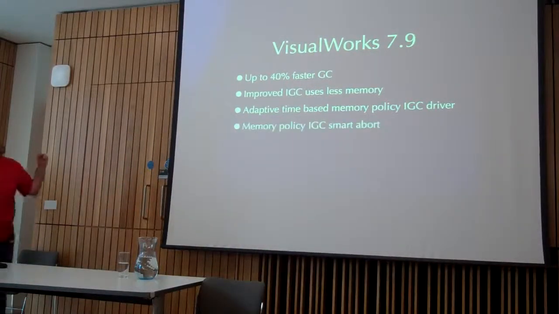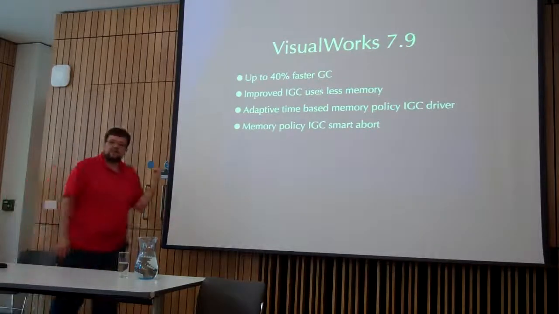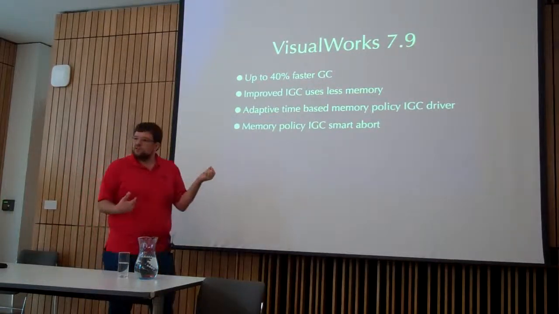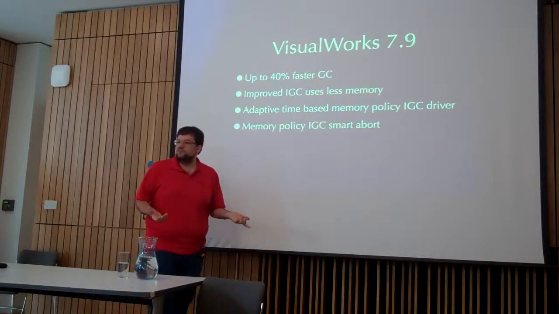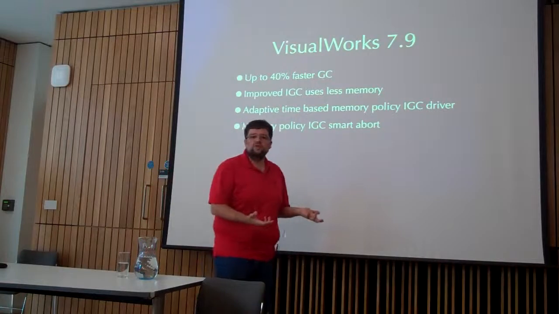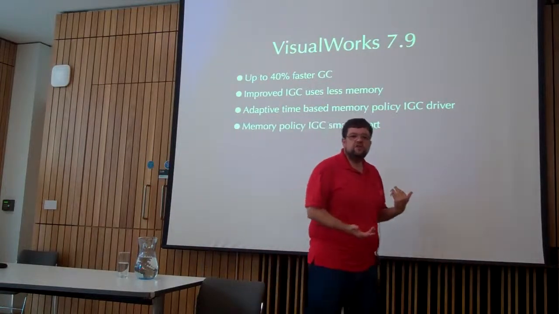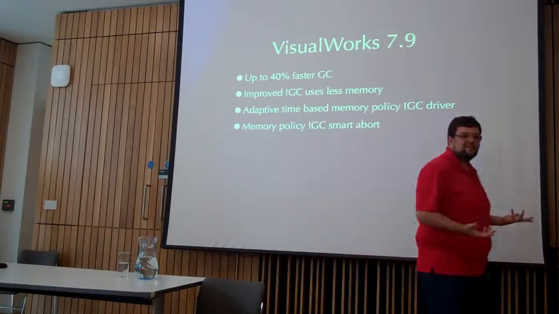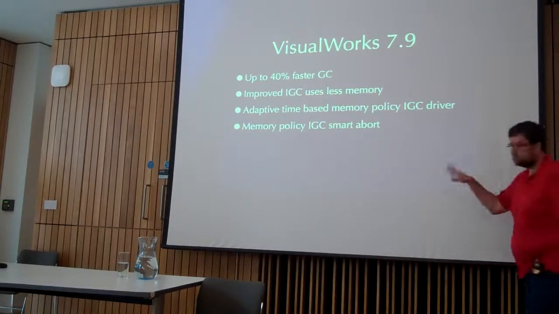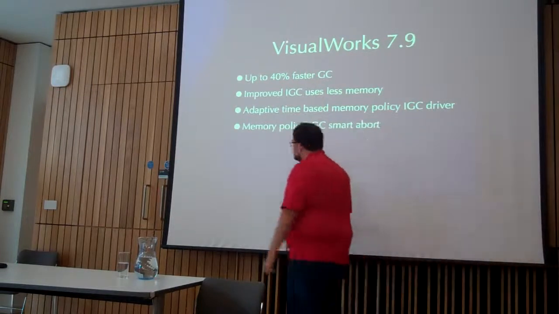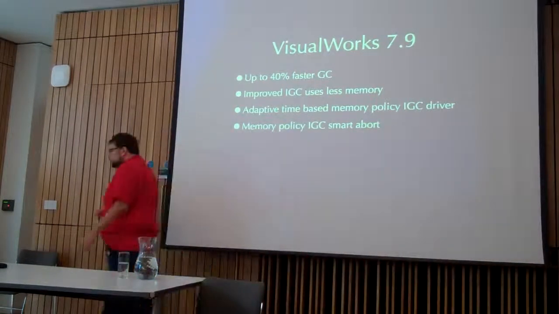Moreover, there are cases in which the image, because it's looking at all the data, can figure out that the IGC that I'm running is never going to finish, because what the application is doing is preventing me from finishing. So it's useless. And because of that, now the memory policy will be able to detect the situation and just abort itself and say, no, let's give up for now and let the application run fast until it stabilizes itself.